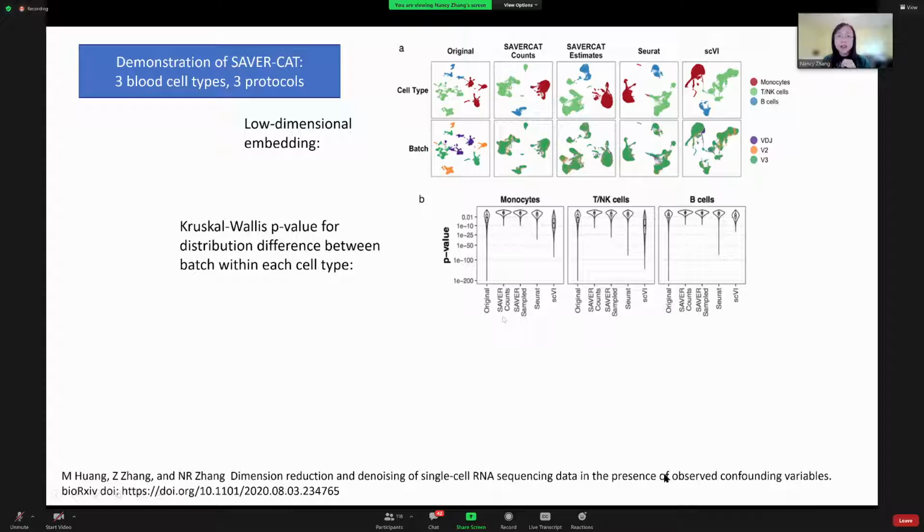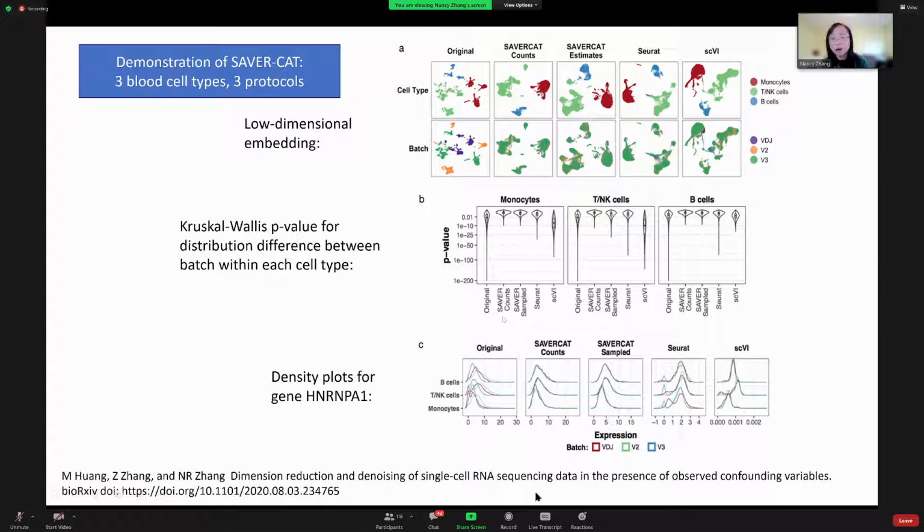So what that does is that it does pretty well in aligning the data in low dimensional space. But if you decode it back to high dimensional space, it doesn't remove all of the batch effects. Okay, so here we have the Kruskal-Wallis p-value for distribution difference between batch within each cell type. So within each of the monocytes and the B cells and the T cells, how different are the batches? And the p-value we want that to be as big as possible, right? We don't want it to be small. So you see that without the batch correction term, it doesn't do as well as with the batch correction term.